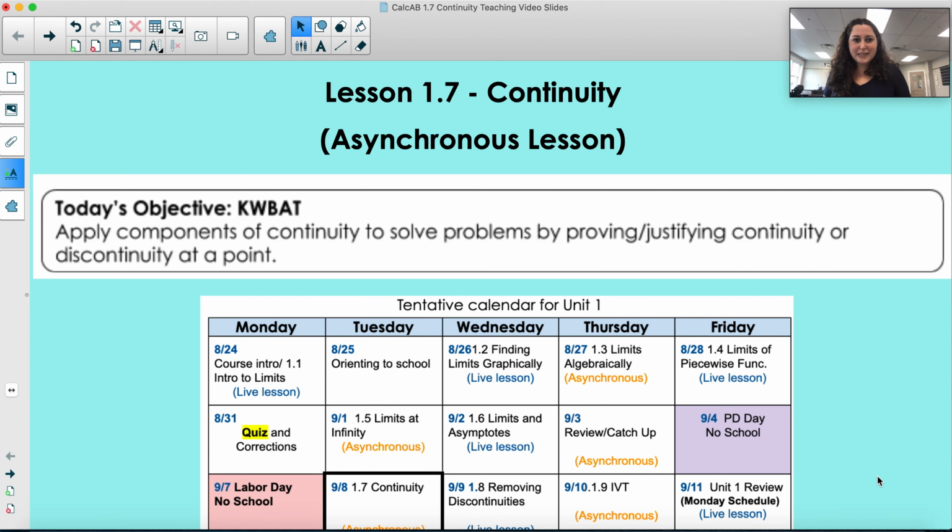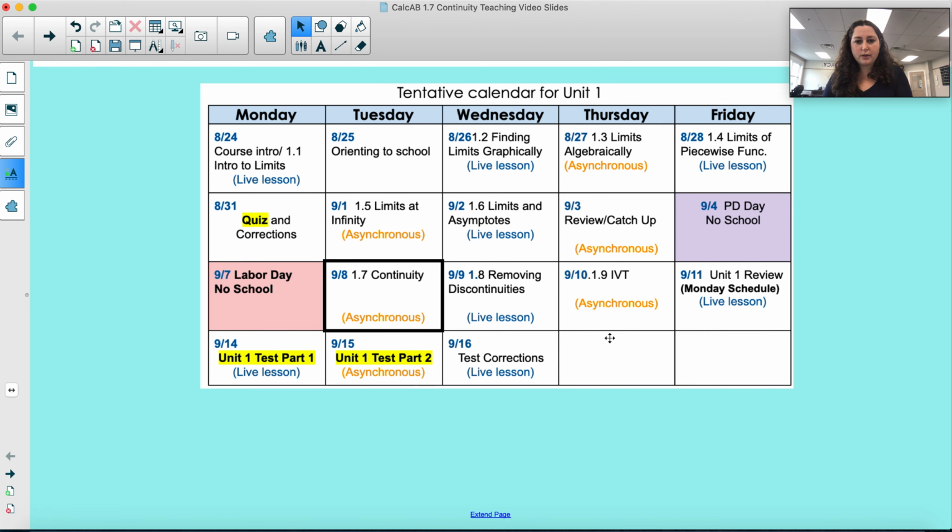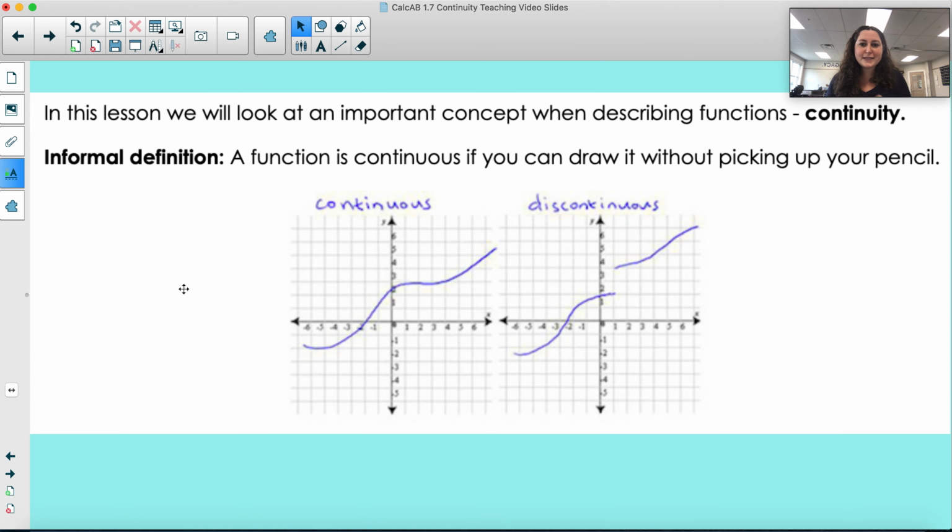Welcome to lesson 1.7 on continuity. Just to remind you where we are in the unit, we're here. We've got 2 more lessons left, and then your test will be next week on Monday and Tuesday. In this lesson, we're looking at a really important concept in calculus called continuity. A lot of other theorems and things are based on knowing whether or not a function is continuous.